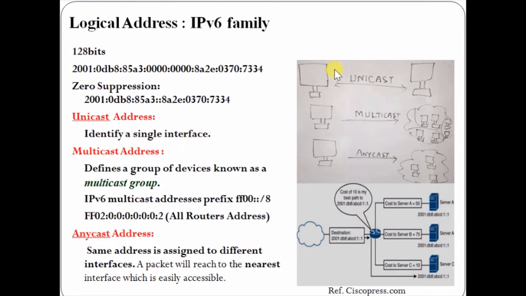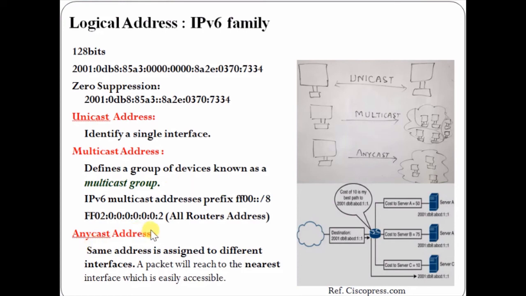Here this is an example. When one machine wants to communicate with another machine, it will use a unicast address. A multicast address means a group of devices. Here this computer wants to send data to a group of computers, so it will use a multicast address. It uses the prefix FF00 in this format. For example, this is the address for all routers in the multicast address.